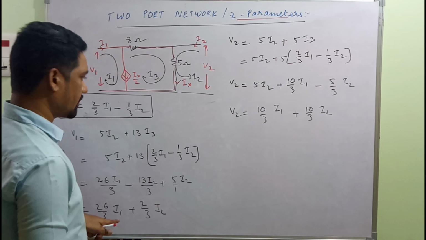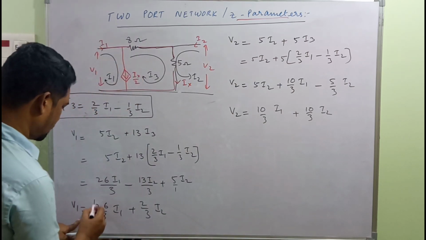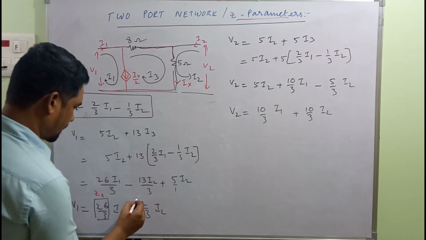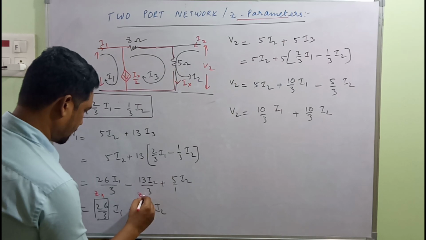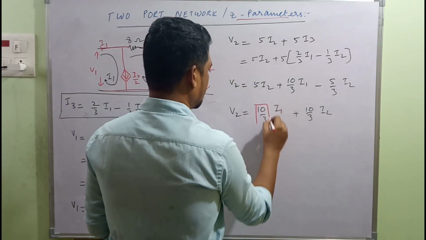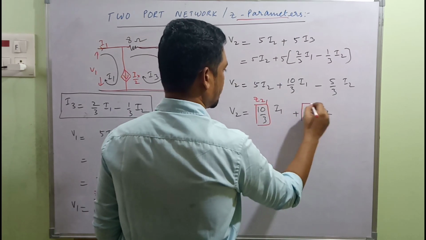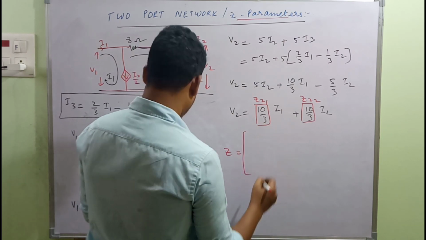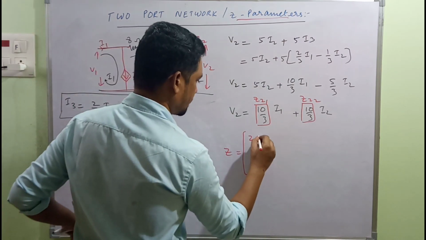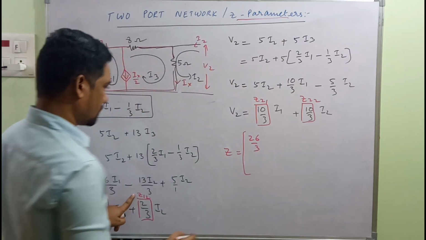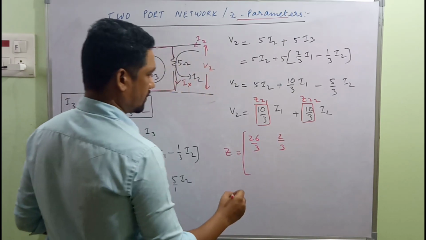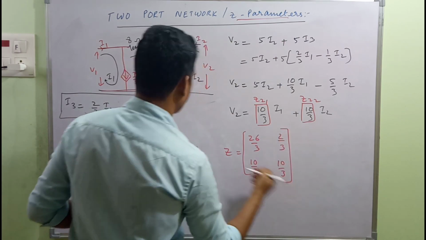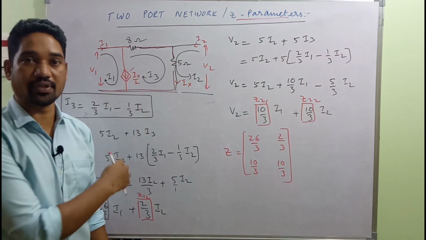Now comparing this one with the standard equations, we have now this one. This will be our Z11 from V1, and this will be our Z12, and this one our Z21, and this one it's our Z22. More precisely, for Z parameters, Z11 it's a 26 by 3, Z12 it's a 2 by 3, Z21 is 10 by 3, and Z22 is 10 by 3. Guys, 4 Z parameters, the circuit with the dependent source. Hope you understood the analysis.